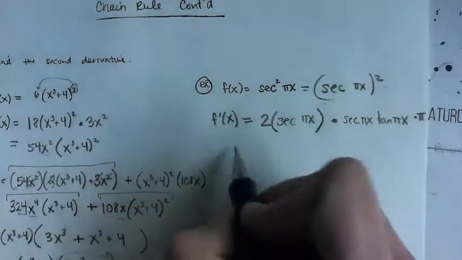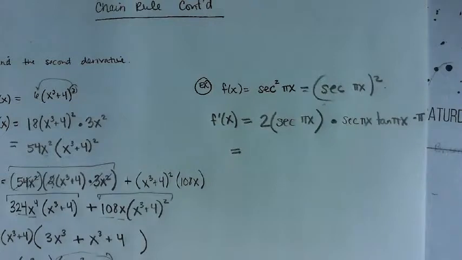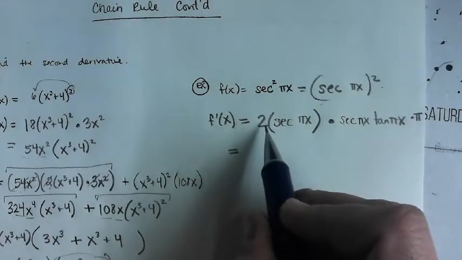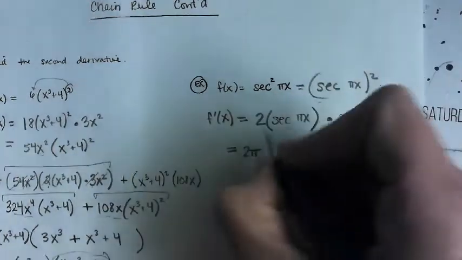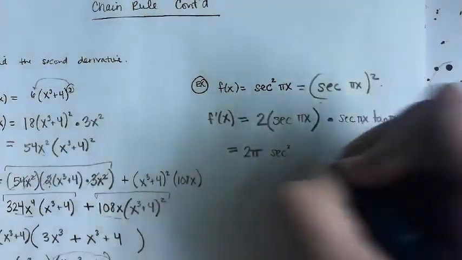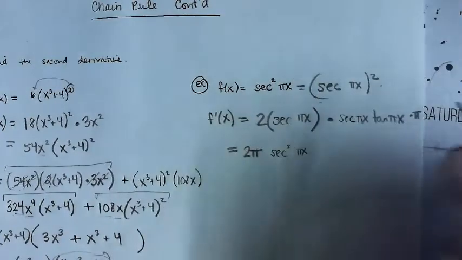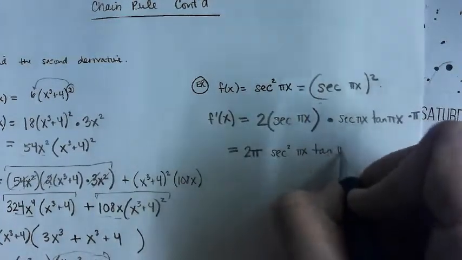Okay, so cleaning it up before we jump to a second derivative. We have 2 pi secant squared of pi x tangent of pi x.